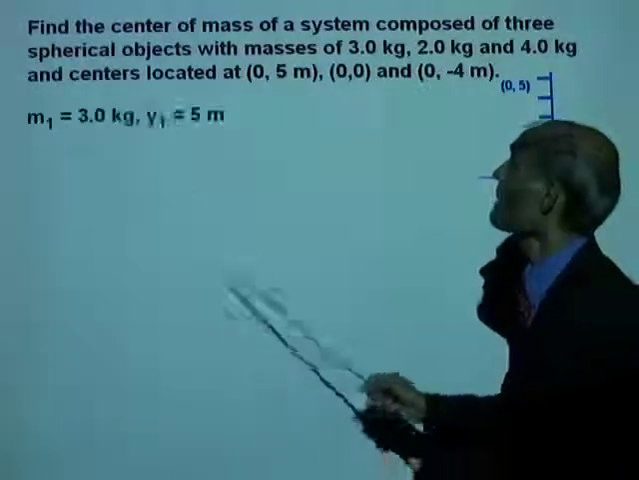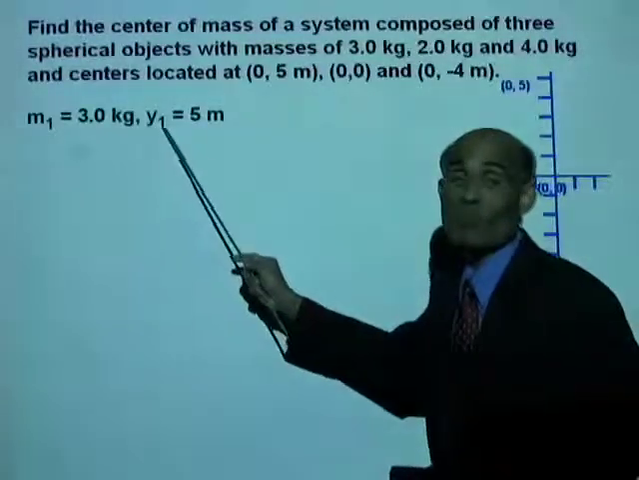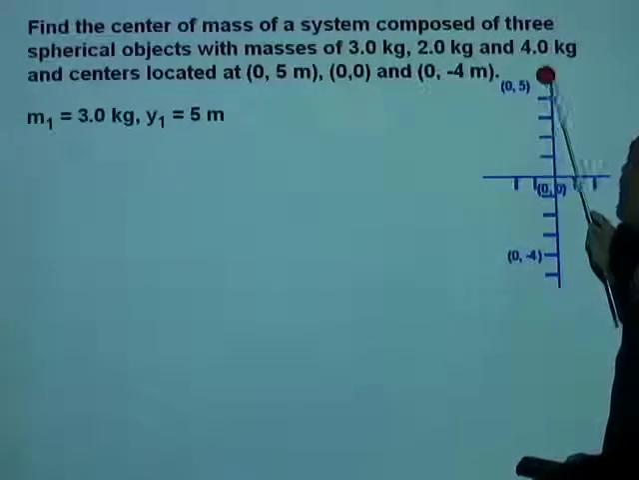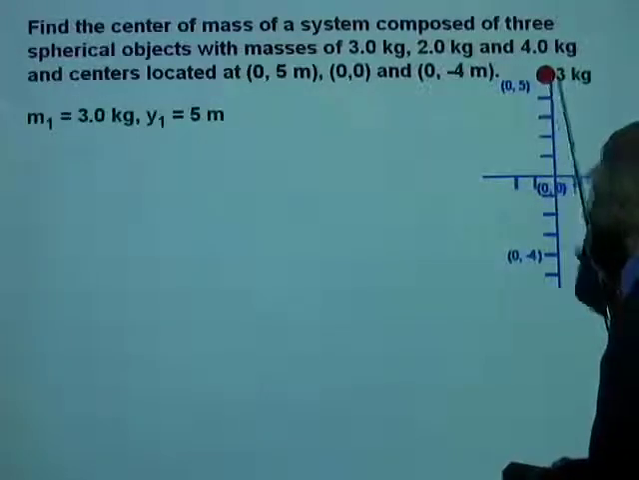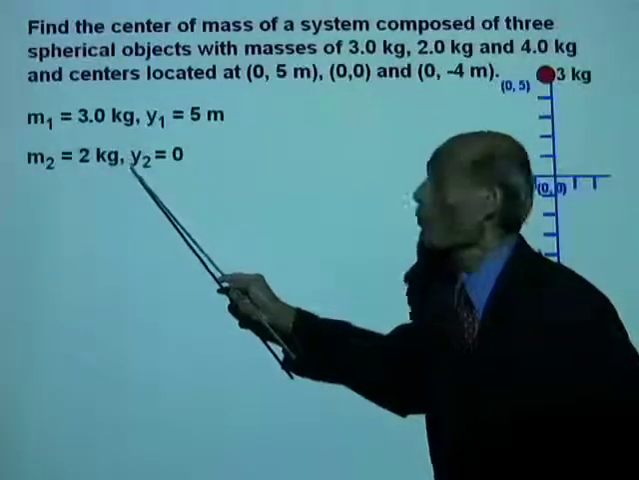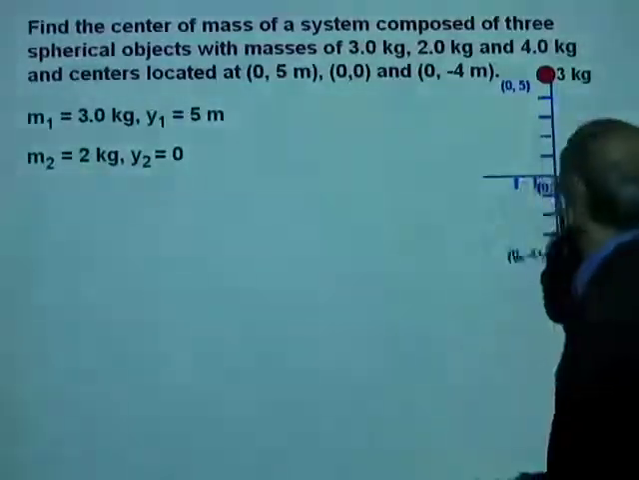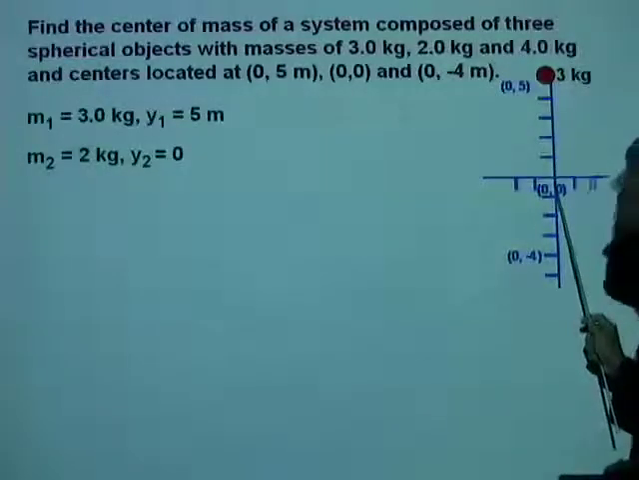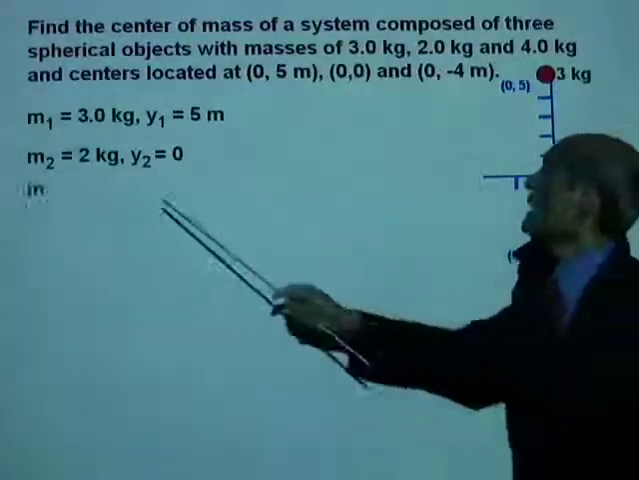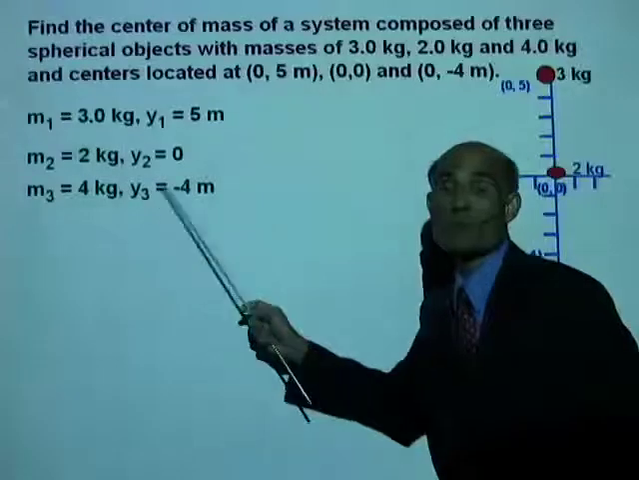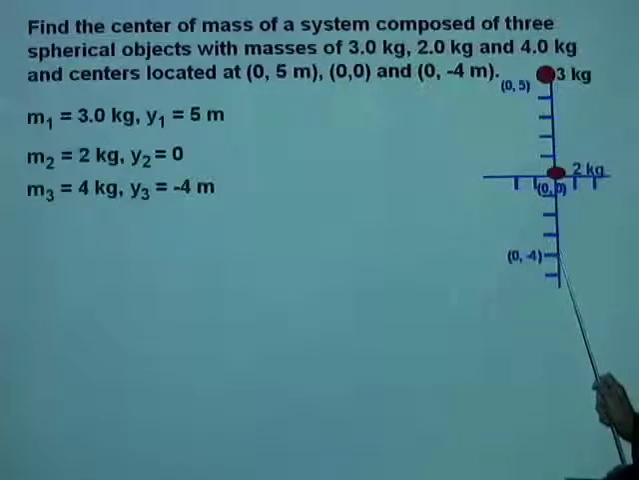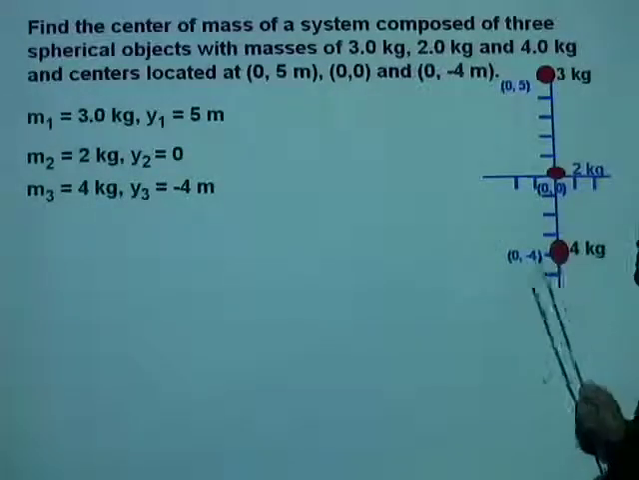That means these points are along the y-axis. Let's locate them. M1 is 3 kg, Y1 is 5 meter. That means your M1, the 3 kg, is over here. M2 is 2 kg, Y2 equals 0. Our 2 kg object is at the origin. Alright. M3 equals 4 kg, Y3 equals -4. Where is M3? M3 will be over here. That is the 4 kg.